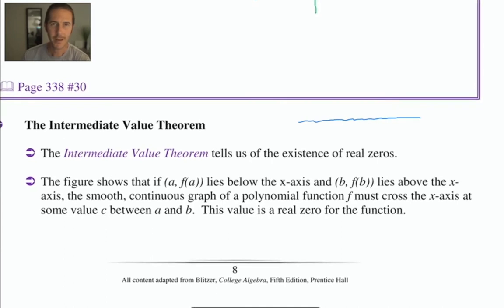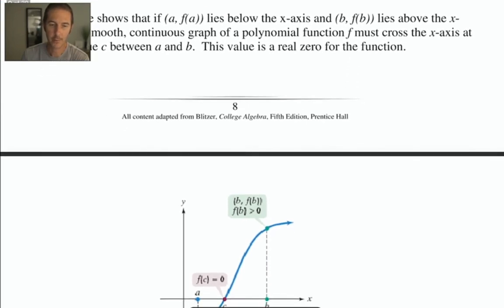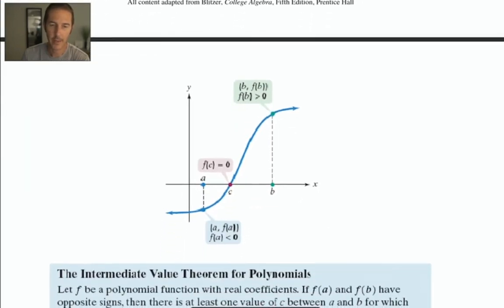The intermediate value theorem says that if you start below the x-axis and you end up above the x-axis, then at some point in time you must have crossed the x-axis. Or similarly, if you start out above it and you end below it, then at some point you must have crossed the x-axis. That's what the intermediate value theorem says.